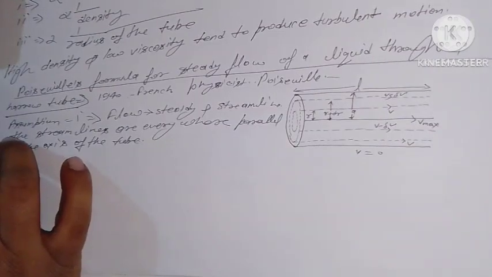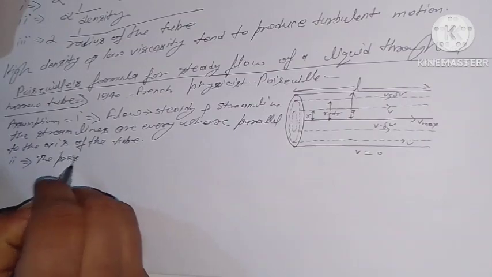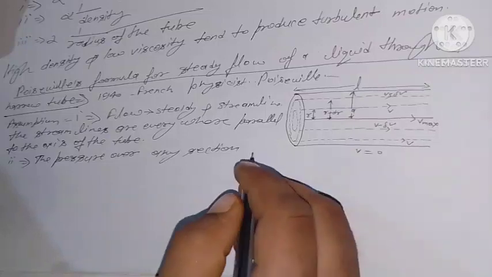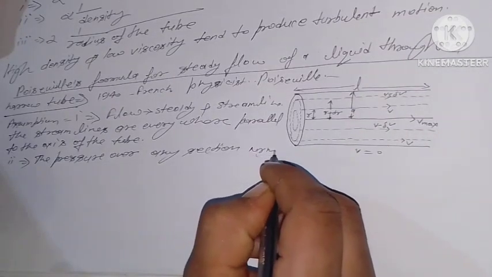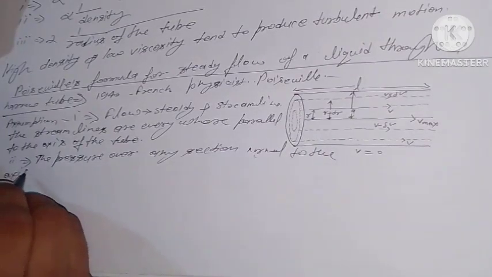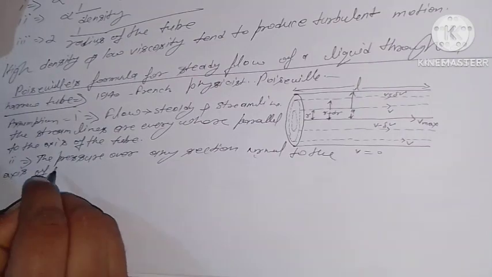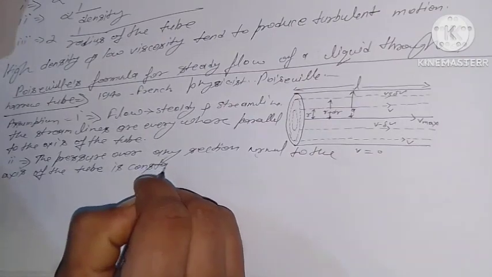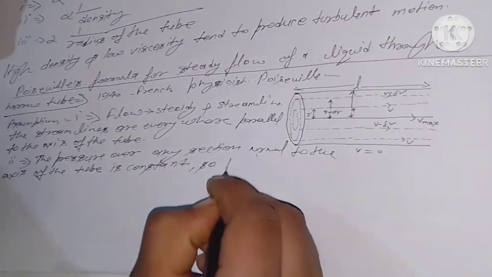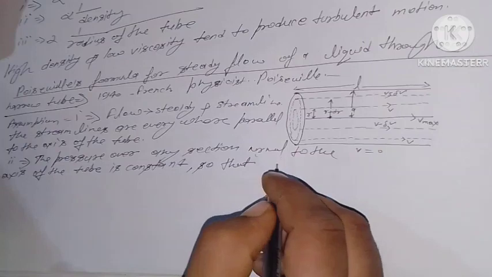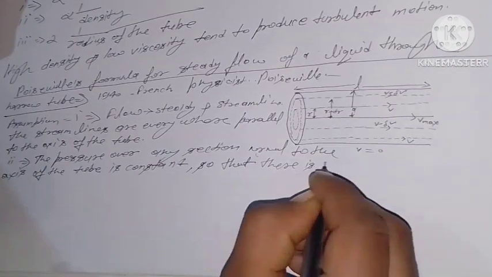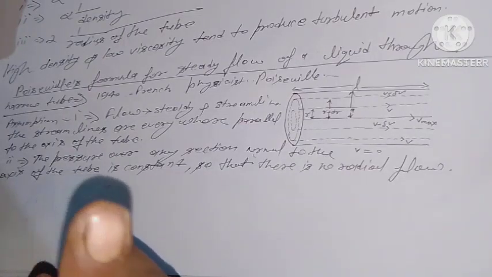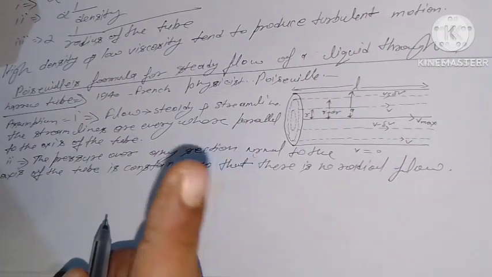Second point: the pressure over any section normal to the axis of the tube is constant, so that there is no radial flow.